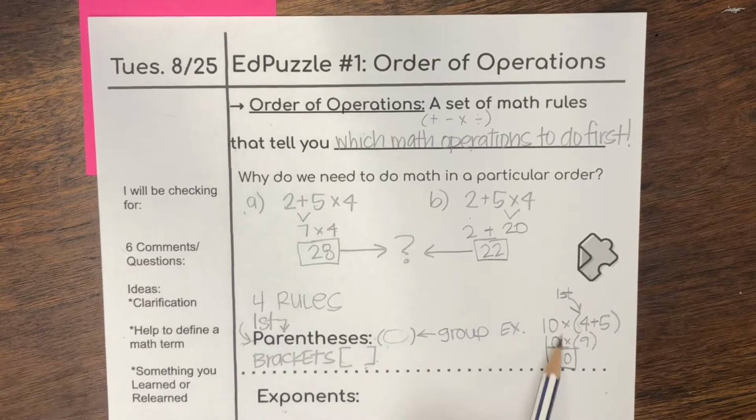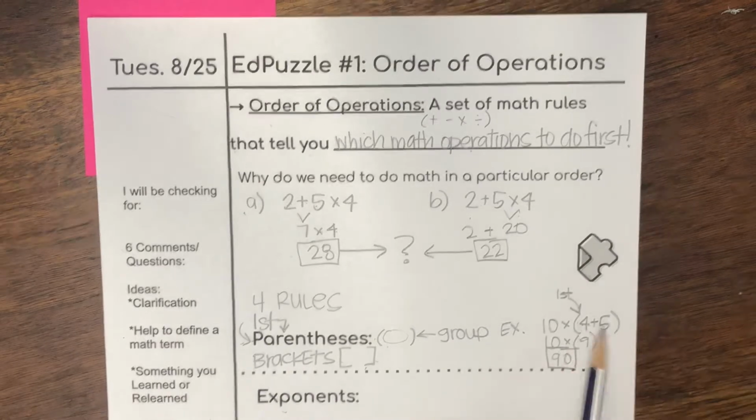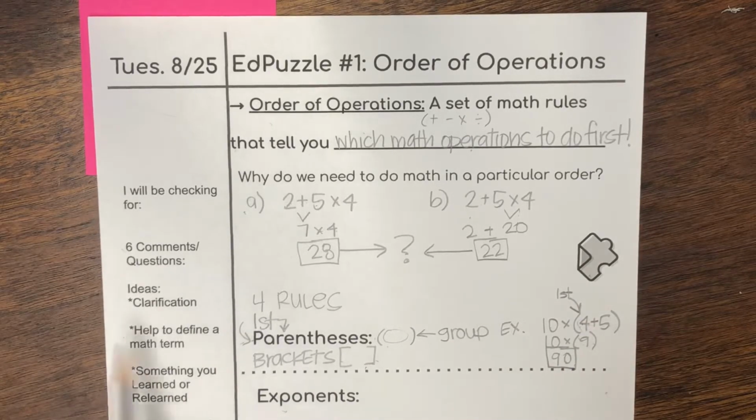Now, had we done 10 times 4 first and gone in a different direction, we would have gotten a completely different answer. Okay? So that's how we deal with parentheses. Anytime you see them, that is your first priority. Do whatever is inside the parentheses.